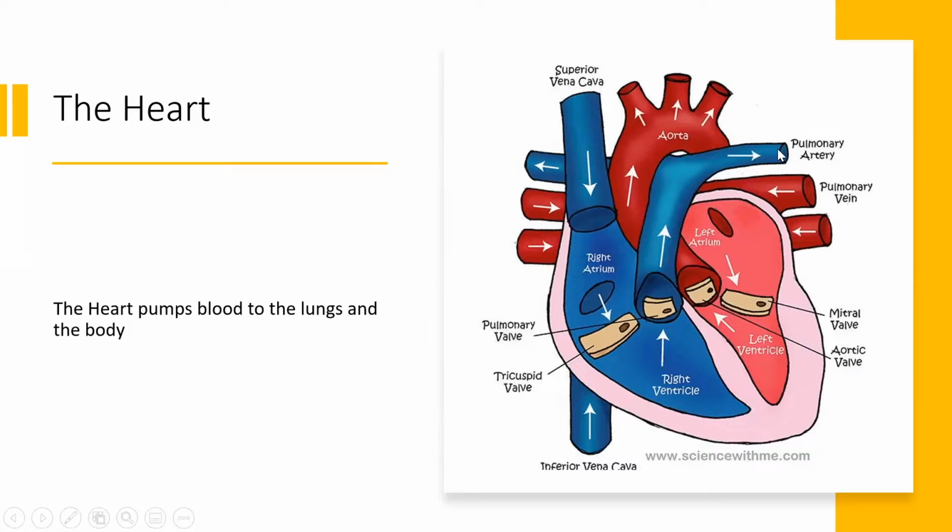The pulmonary artery carries deoxygenated blood. The blue bits are where blood without oxygen, also known as deoxygenated blood, is carried. The pulmonary artery carries blood to the lungs, and it's the only artery in the human body which carries deoxygenated blood. Then you've got the superior vena cava, which is coming back from the body.